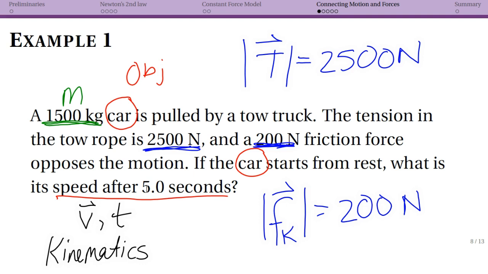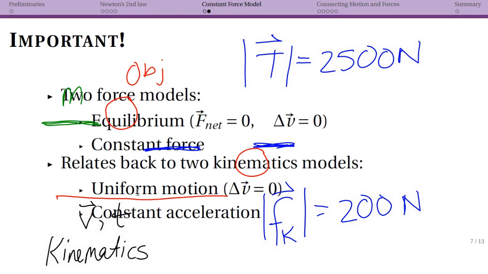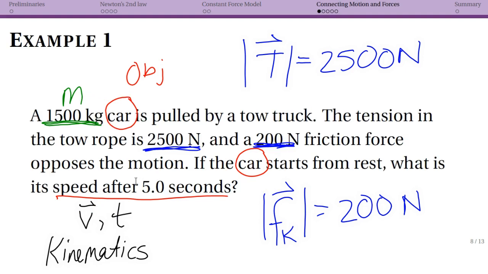So the other model we have is a constant force model. That means we want to say that the tension force is always constant, and the friction force is always constant. In the real world, those probably vary a little bit as the car goes over bumps and whatnot, but we don't want to worry about that here. We need to simplify it enough that we can solve it. So the model we're using is that constant force model.